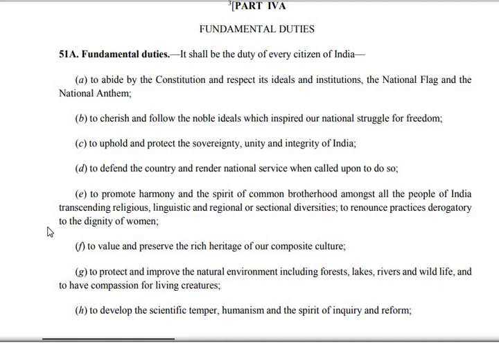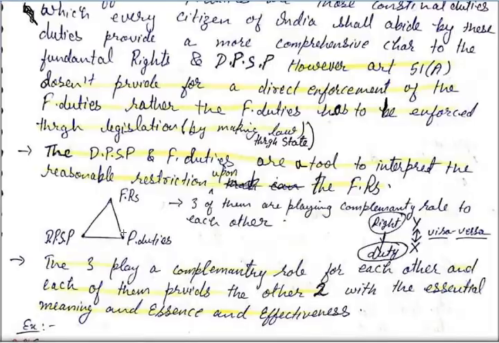So they are told that you not only have your rights, you also have some duties, and if duties are not there, then these two will become meaningless. If these are not there, these two become useless.